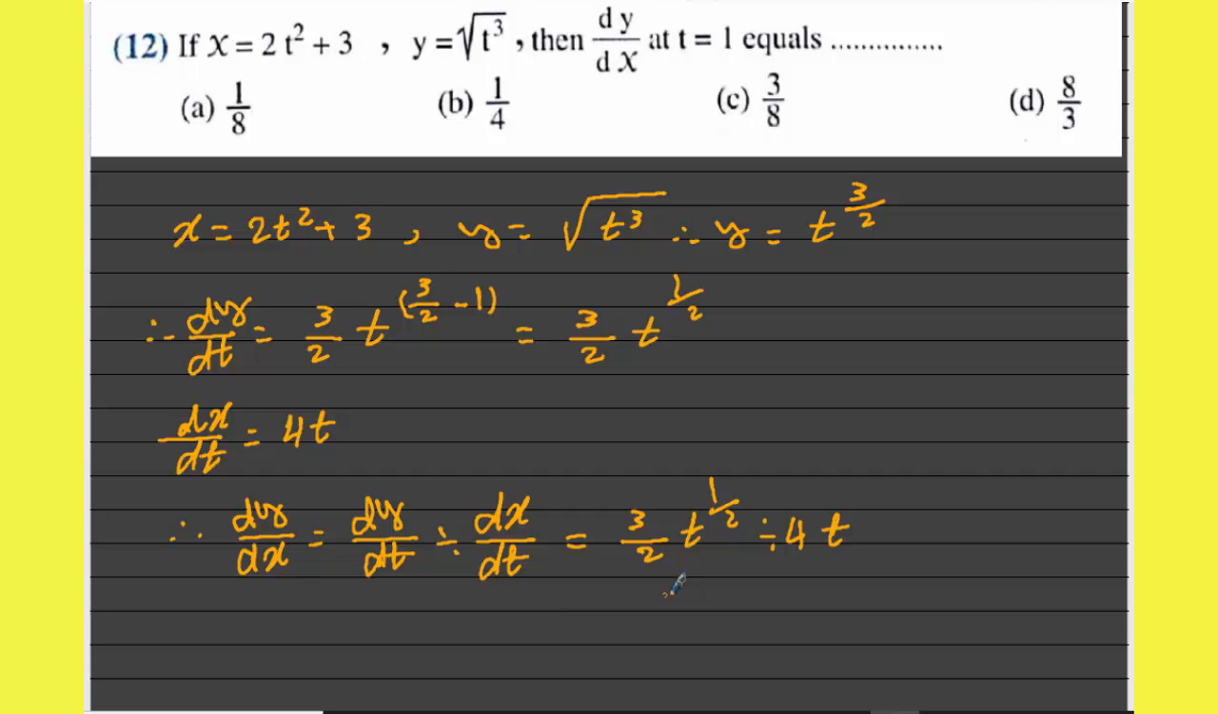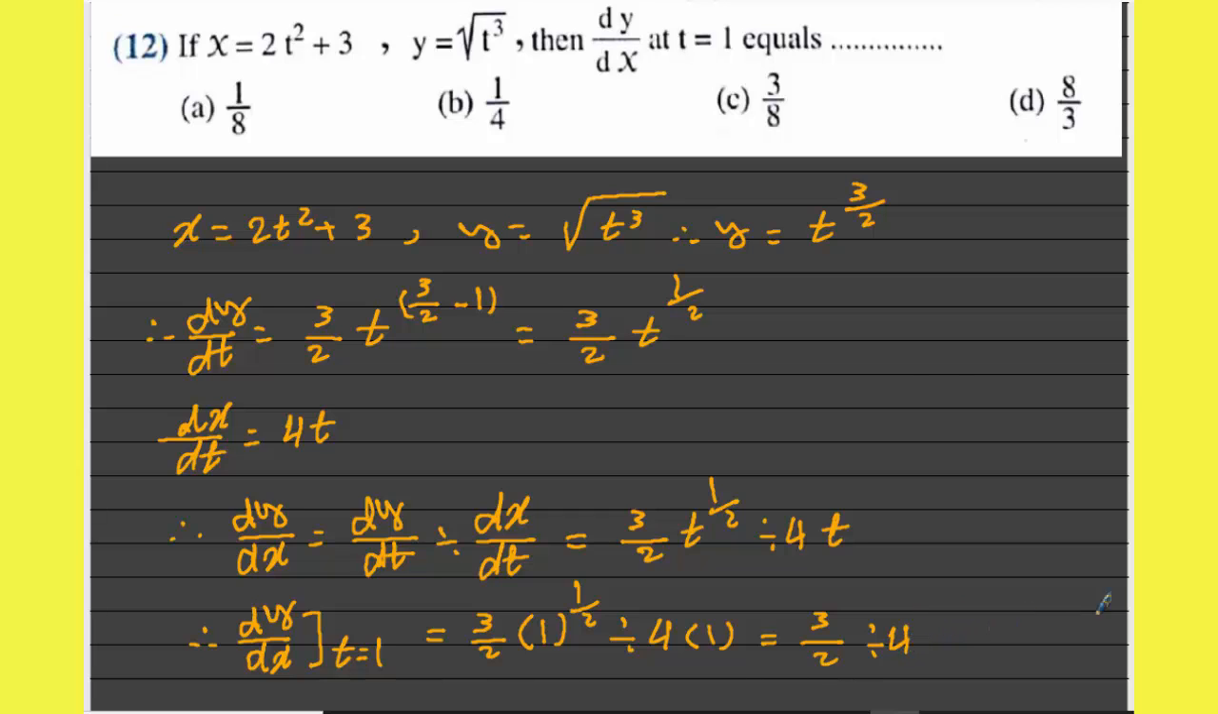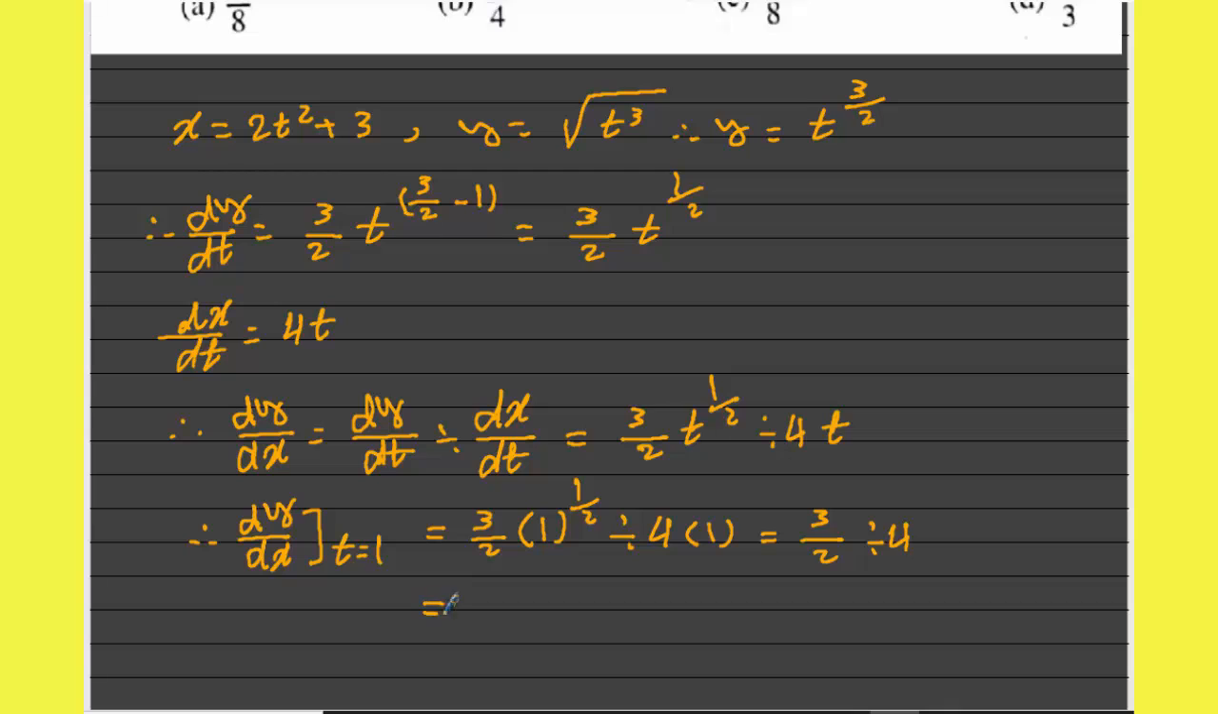Now substitute t equals 1, because the required here is when t equals 1, so dy/dx when t equals 1 equals 3 over 2 multiply 1 power half divided by 4 multiply 1, so it is equal to 3 over 2 divided by 4, which equals 3 over 2 multiply 1 over 4, and the result equals 3 over 8. The result is C.